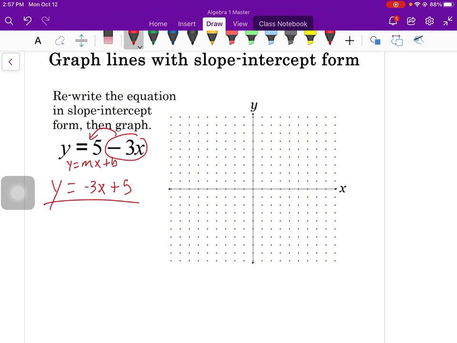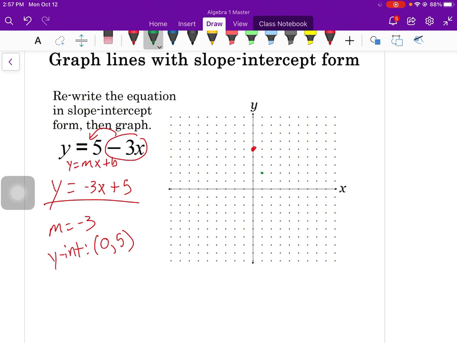We have a negative slope, so we should know that it's slanting down from top left to bottom right. My slope is negative 3. My y-intercept is 0, 5. So up 1, 2, 3, 4, 5. That's where it crosses the y-axis. That's why it's called the y-intercept, right? It's where it crosses the y-axis.